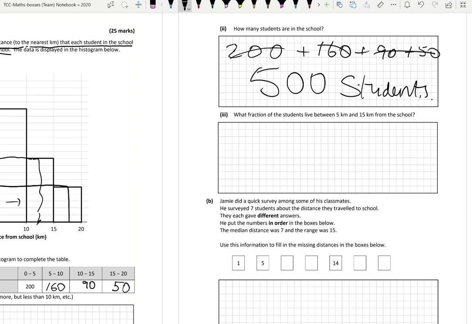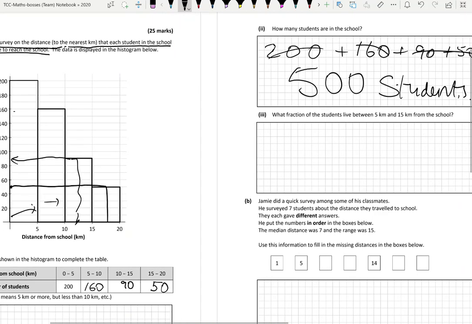Now the next bit is what fraction of the students live between 5 and 15? Now that's a sneaky one really, because that's that bracket that I'm highlighting there. Okay, and it's a fraction, so we're going to use our calculator for it.